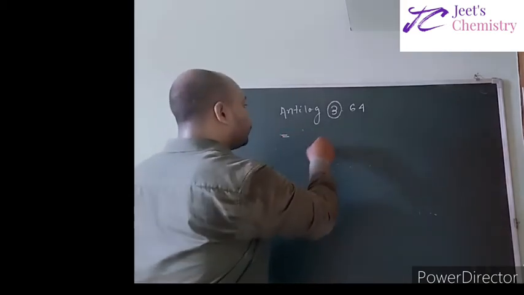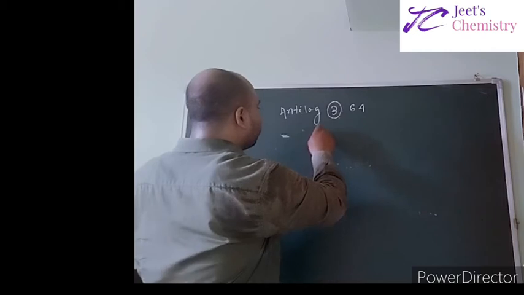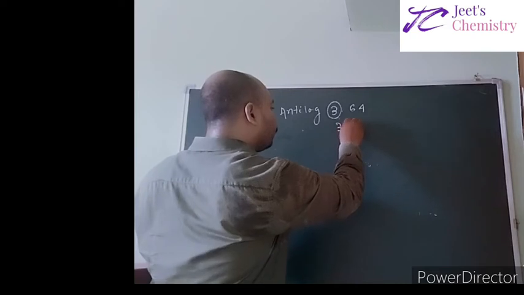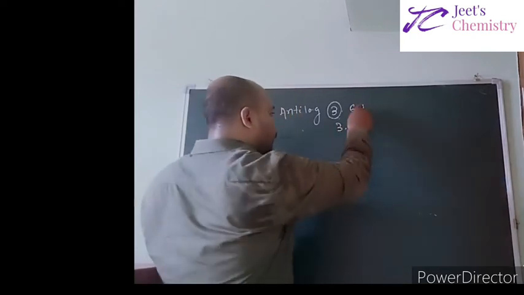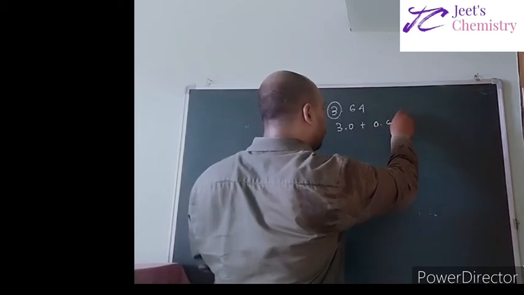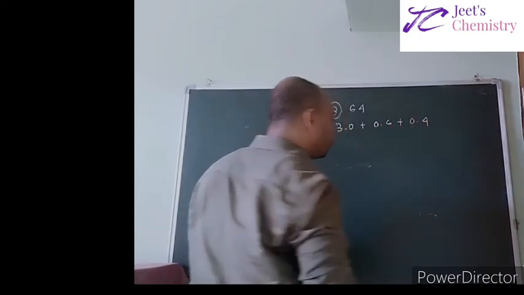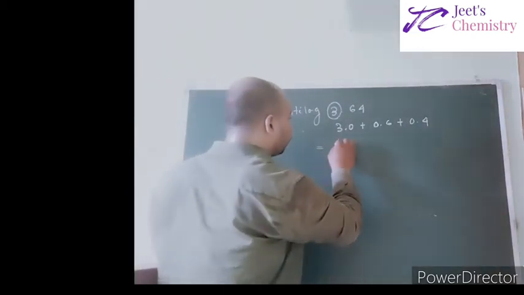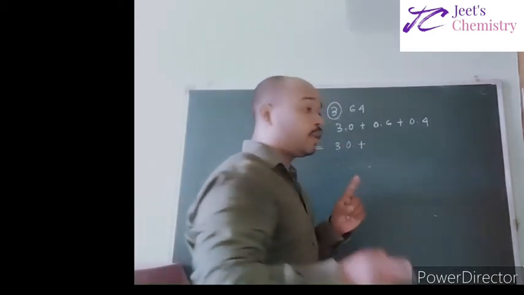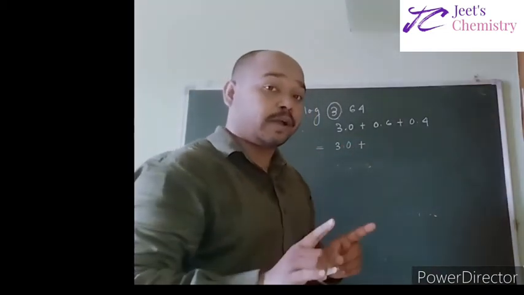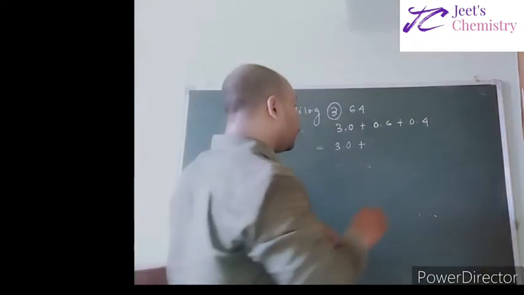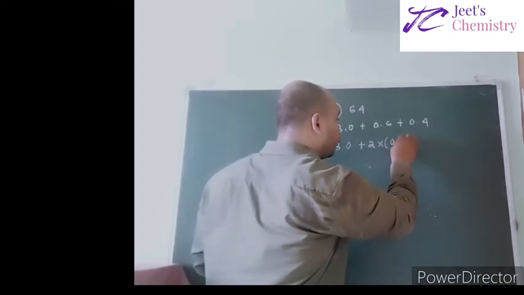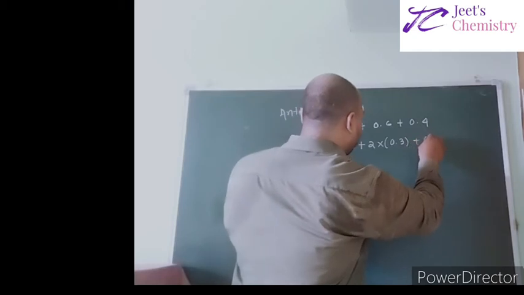So we can write 3.64 as 3.0 plus 0.6 plus 0.4. Here we can say 3.0. In our table there is no 0.6. We have written 0.3. So instead of that I can write 2 into 0.3 plus 0.4.